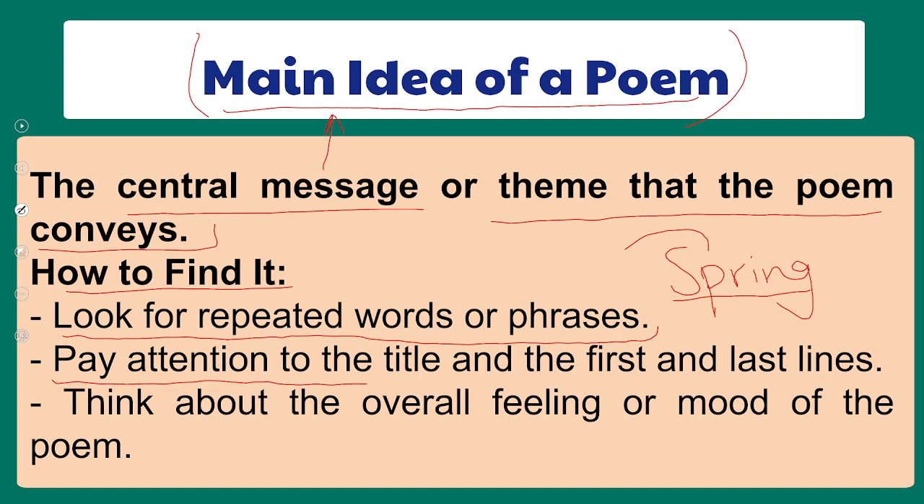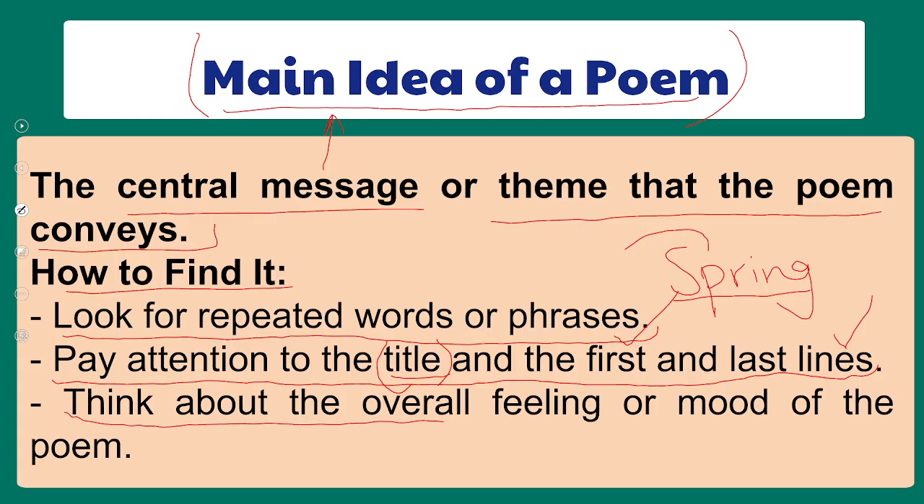Secondly, you have to pay attention to the title, first and last line. So you have to read the title. From the title you can get very much clarity, or we can say comprehension, about the theme of the poem. Secondly, you have to read the first line and the last line. From the first and last line, most of the time the main message is clear.